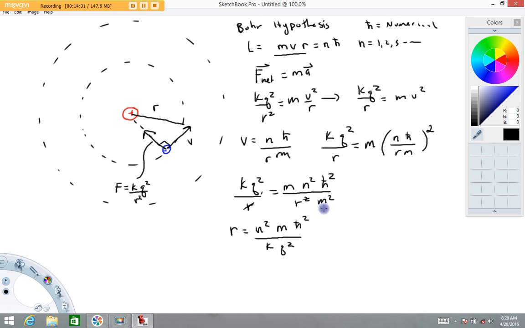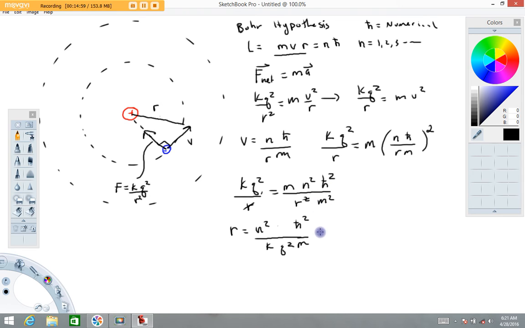Make sure that's right. Oops, one m on the top, two in the bottom. My apologies, that m should be downstairs. Go ahead and get rid of that. I think that's right. r equals n squared h bar squared over m k q squared. Yep, this is right.